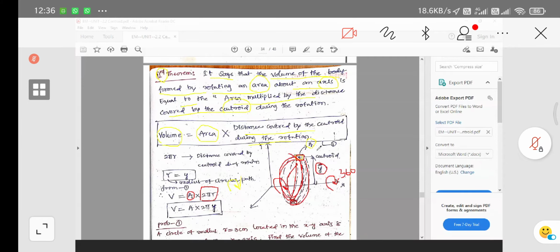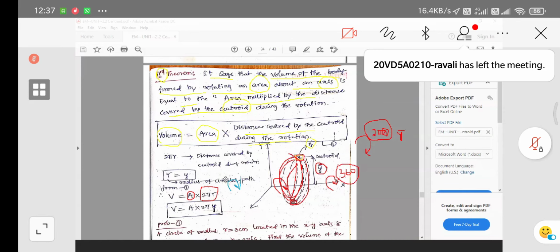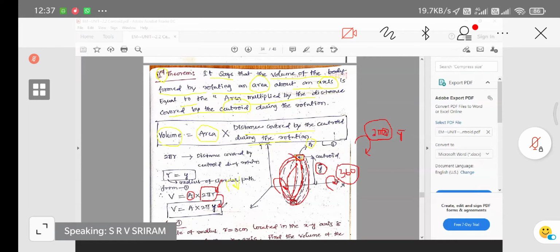You can take any kind of element which is to be rotated, but if it is rotating about 360 degrees it will follow the path of a circle. So the distance covered by the centroid means the circular path length you have to give. So the circular path length is 2 pi r. So this r is now our centroid. So y is the centroid here. This r is our y centroid. Why? Because this area is a smaller element. That's why I have replaced this r with y bar. Why? Because the centroidal distance is y bar here.